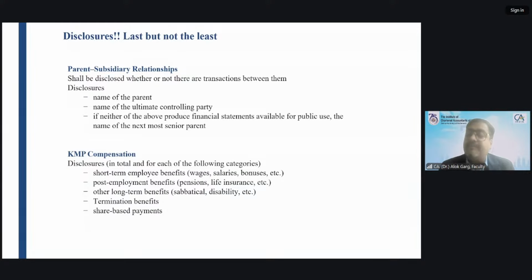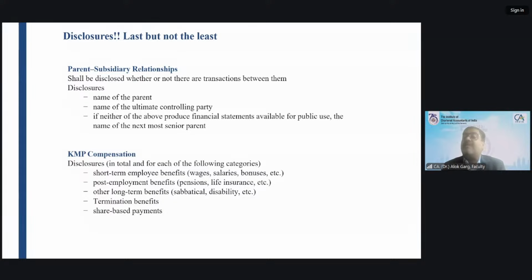For example, there is a company X Limited, and X Limited's parent is Y Limited and X Limited's subsidiary is Z Limited. And this X Limited does not have any transaction with the parent and the subsidiary. Still, the name and relationship with the parent and the subsidiary is required to be disclosed.